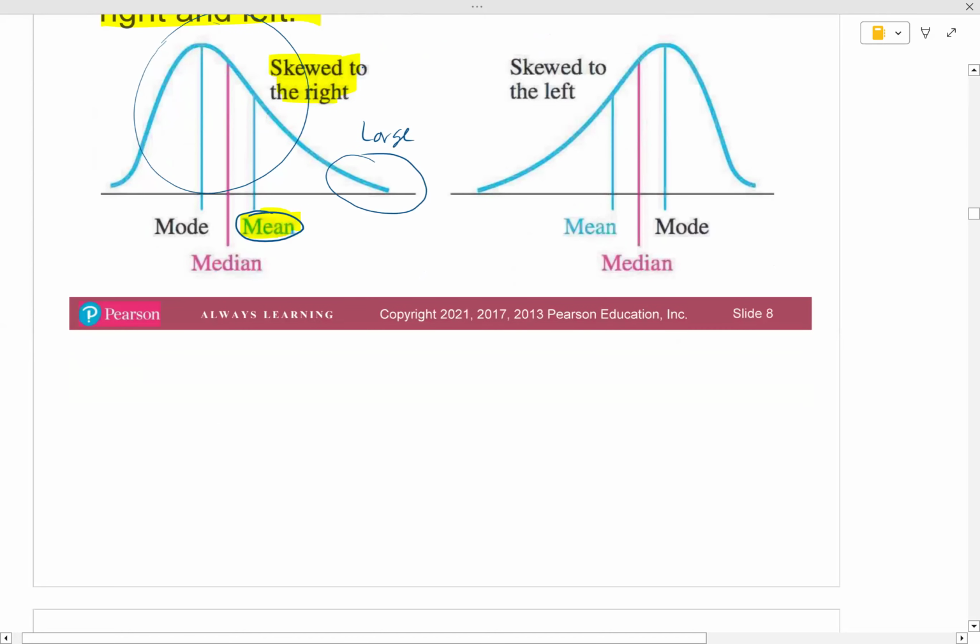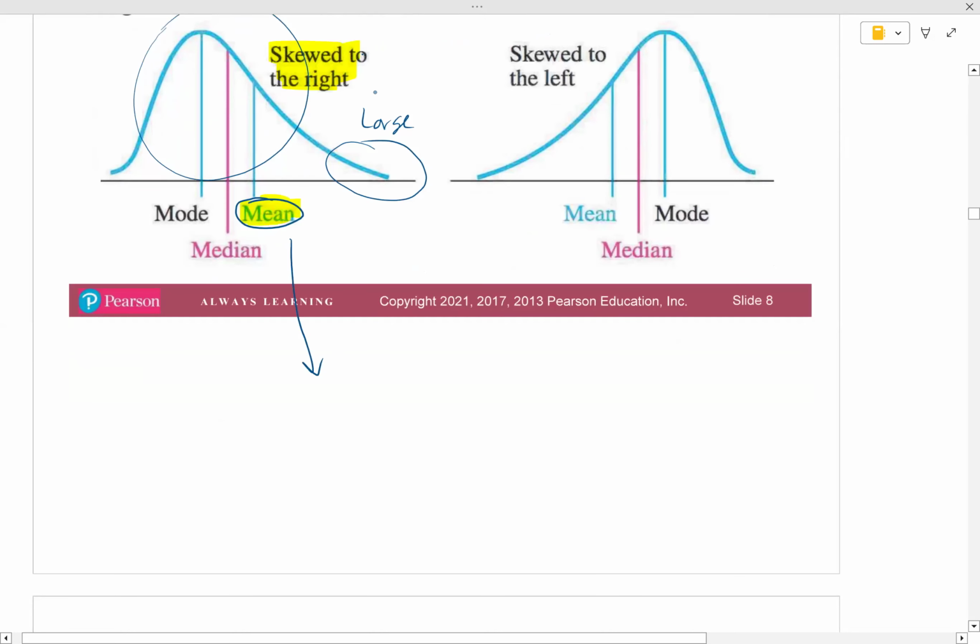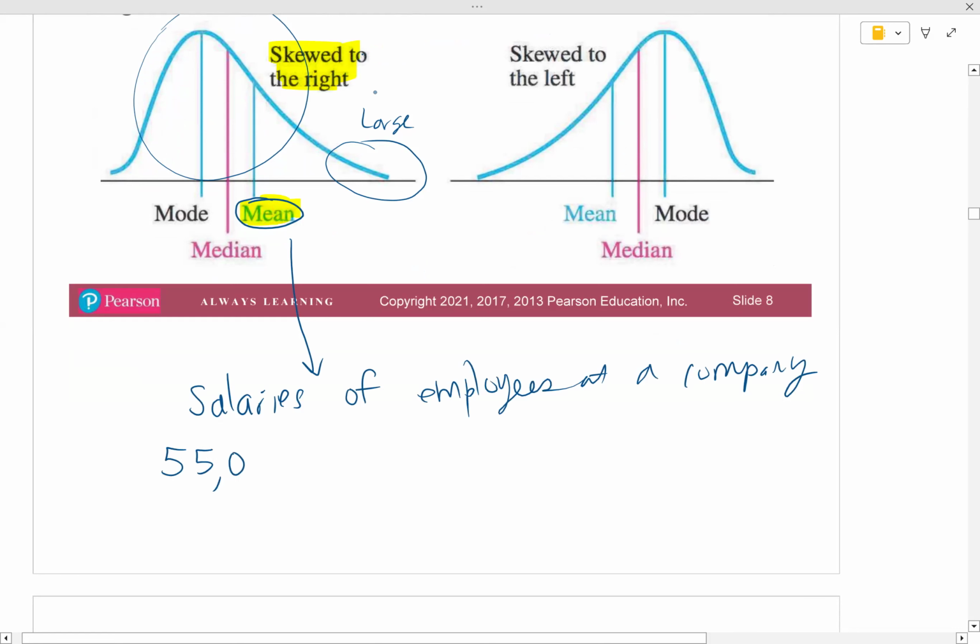I think an example I saw of this in a different book is like, let's say salaries of some people at one company, employees at some company. At a company, you got mostly people that are just like 9 to 5 people working. Let's say they got 55 grand.